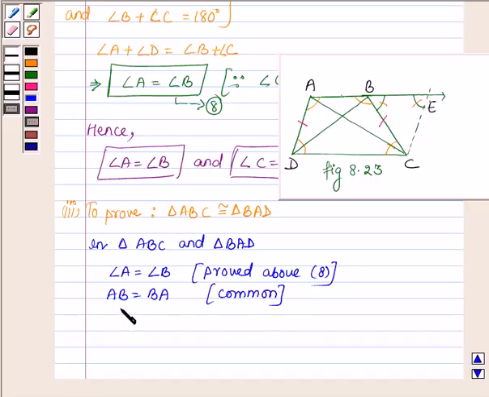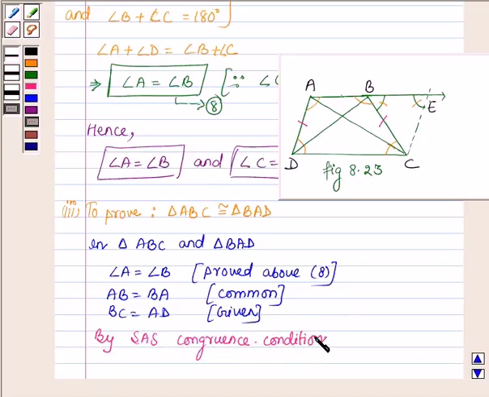And side BC is equal to AD. This is given to us. So, by SAS congruence, it implies that triangle ABC is congruent to triangle BAD. So, this completes the third part also.